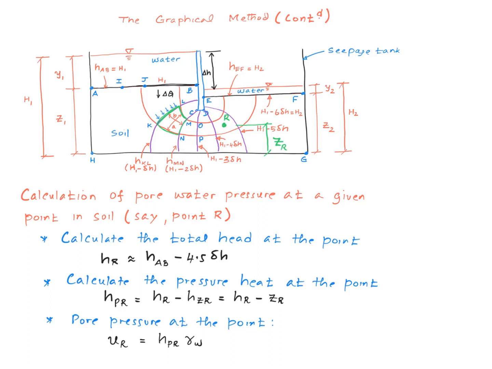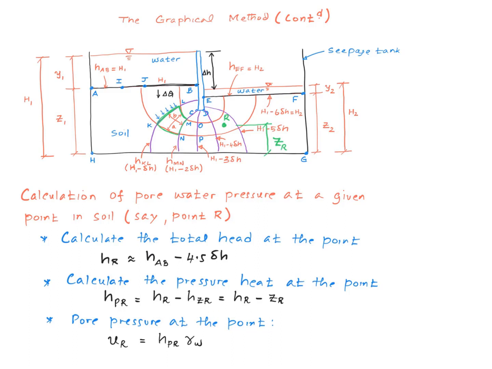You go ahead and calculate the total head at point R, and for this flow net, you can see the total head at point R would be the total head on line AB minus roughly about 4.5 times the increment between two adjacent potential lines, right? In other words, HR equals HAB minus 4.5 times little delta H. Then you calculate the pressure head at point R, simply by subtracting the elevation head from the total head, like I have done over here.